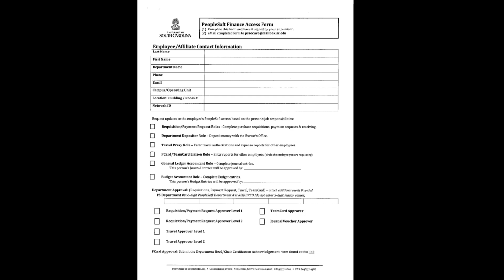Before we dive into creating a deposit, we must understand the related documents. The first document we review is the PeopleSoft Finance Access Form. This form may be found on the university website by searching PeopleSoft Finance Access. Please complete the Employee Affiliate Contact Information section as well as select the requested update for Department Depositor role. Please read and review the Statement of User Responsibility and acquire the appropriate signatures. Once your form is complete, you may email pssecure@mailbox.sc.edu from the top of the form.